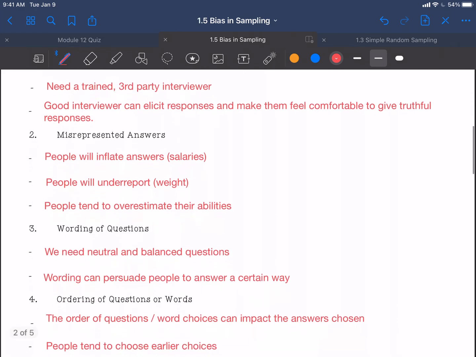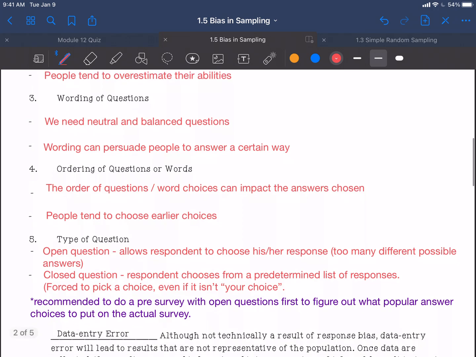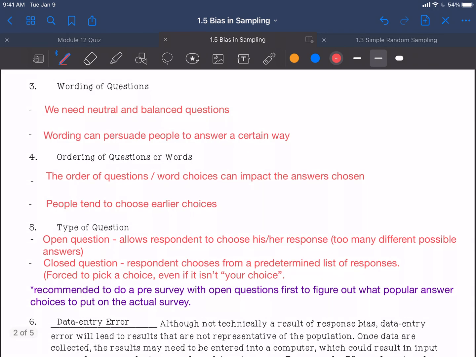Third here is the wording of questions. So we need neutral and balanced questions. So you need questions to be worded in a way that it's not persuading someone to answer in a certain way. So just make sure that questions are neutral, and that's why having somebody help create questions, if you're a company, to survey instead of coming up with them yourself is also important.